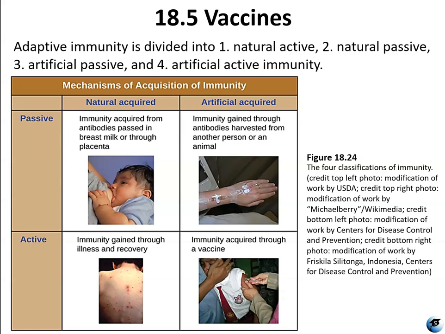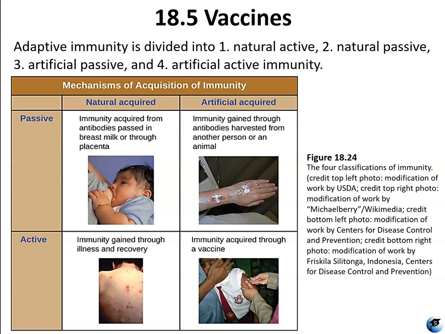Okay. Adaptive immunity is divided into natural active, natural passive, artificial passive, and artificial active immunity. So these are the 4 classifications of adaptive immunity. Beyond looking at T cell versus B cell, you're also looking at mechanisms of acquisition. So your natural acquired passive immunity is immunity that is acquired from antibodies that are passed from the mother to the child, either through breast milk or through placenta.